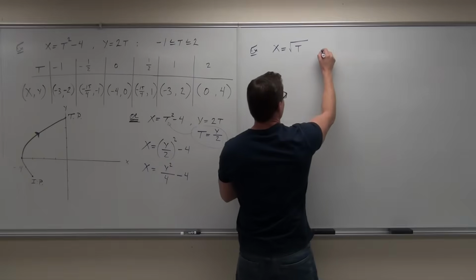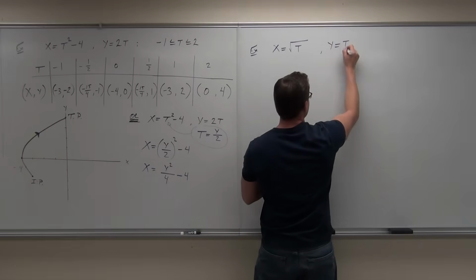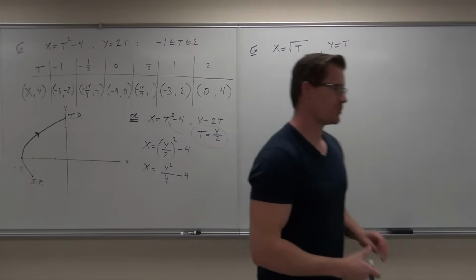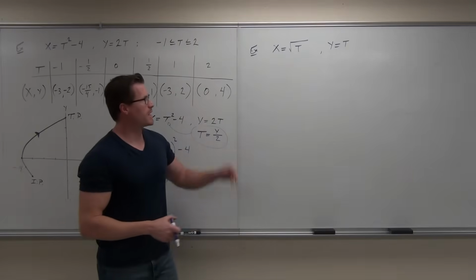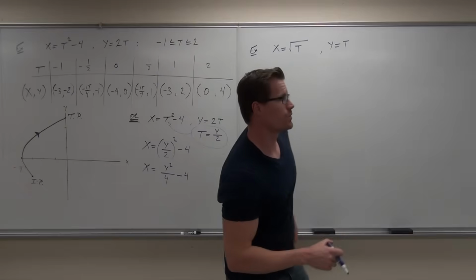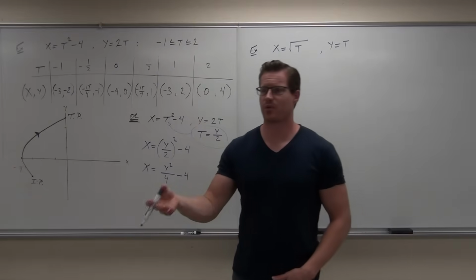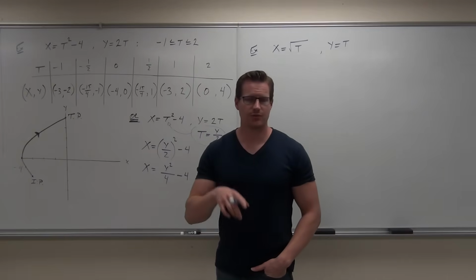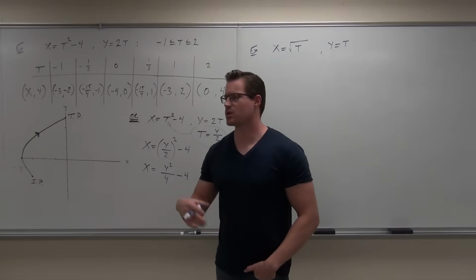I will be going very quickly through the algebra in these, so bear with me. So let's suppose we have x equals square root of t and y equals t. Firstly, is that a parametric equation? Yes. Have I given you an interval? No. Okay. If I do not give you an interval, you must use what's called the natural domain.